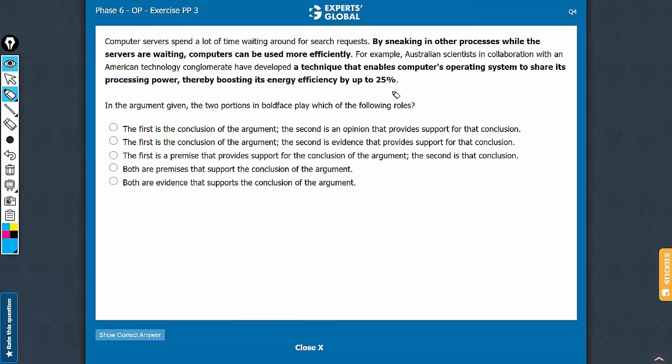Step 1. Figure out the conclusion of the argument. What is the conclusion? The first boldface itself is the conclusion. Step 2. Link the two boldfaces with the conclusion. Now, first boldface itself is the conclusion. The second boldface is part of an example that has been used to support the conclusion. Hence, this is the relationship. First boldface itself is the conclusion. Second boldface is part of an example that supports the conclusion.